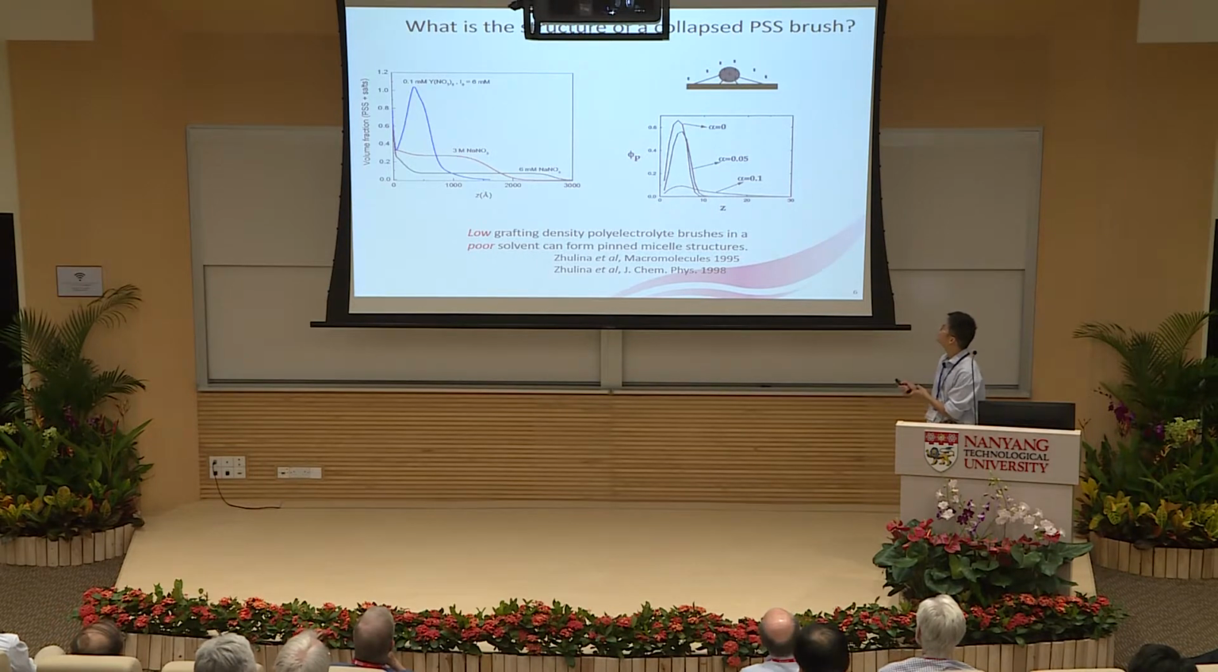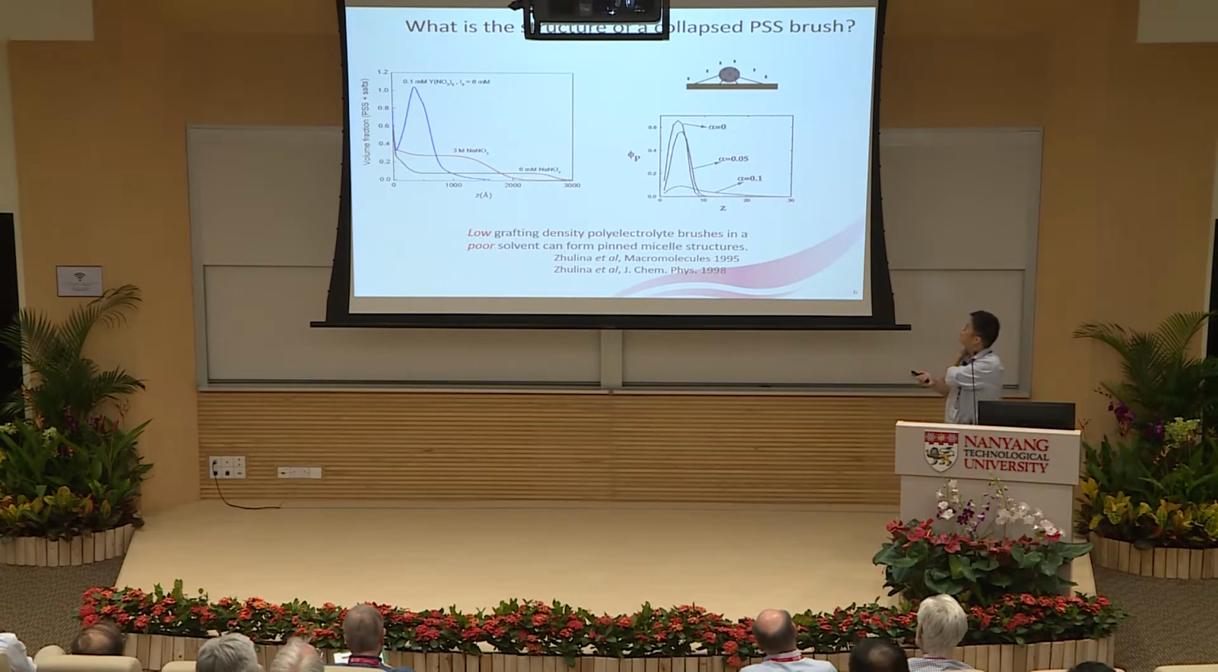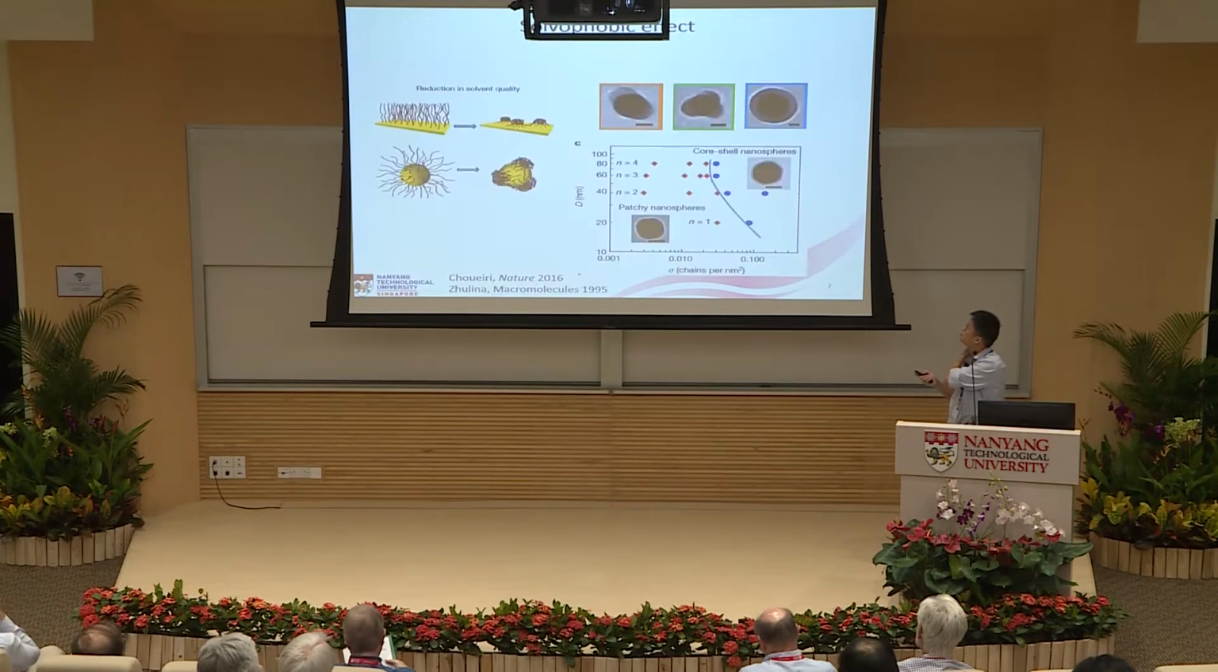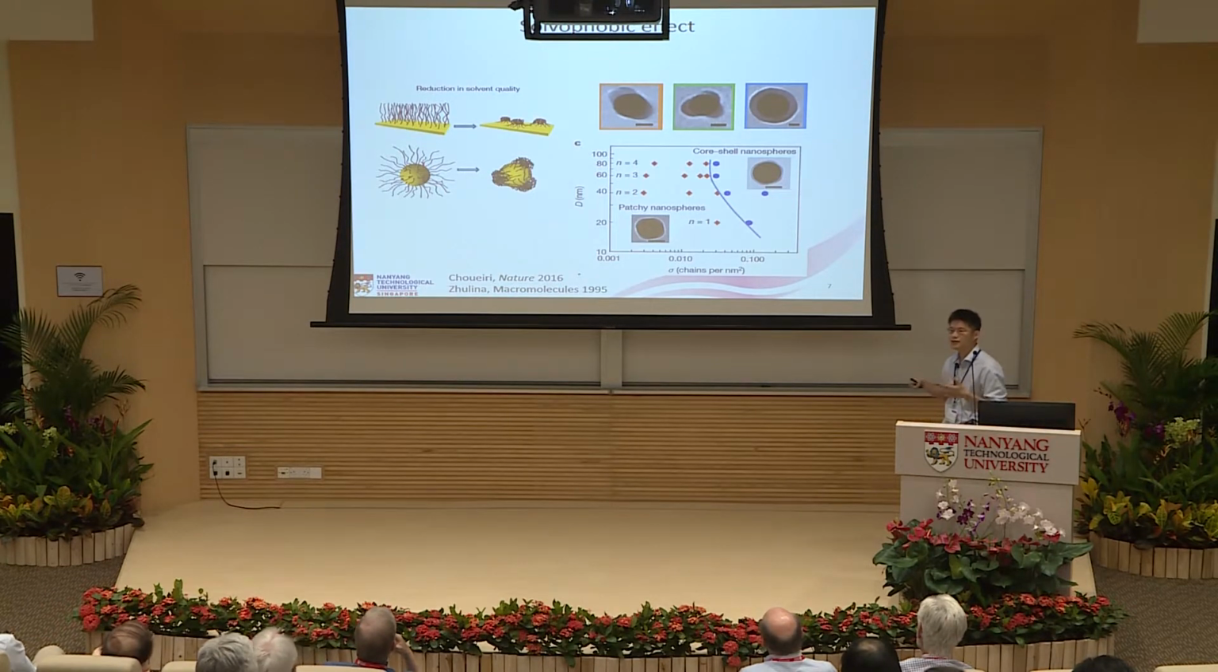The principle is fairly straightforward: in poor solvent, the system wants to minimize the surface energy. Therefore, at a low grafting density, the smallest surface area to volume ratio is a spherical shape. So that's why you have this pinned micelle-like structure. This has been proven actually 2 years ago, using gold nanoparticles with polystyrene brushes, which shows that at low grafting density, one would indeed have pinned micelle-like structures.